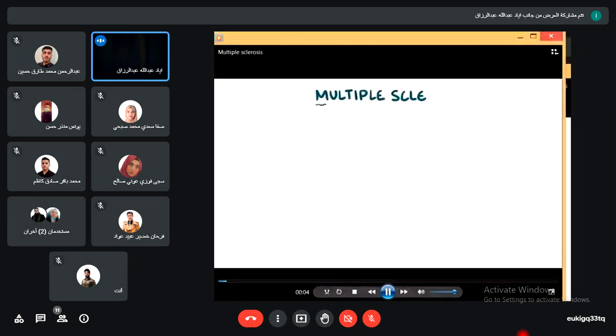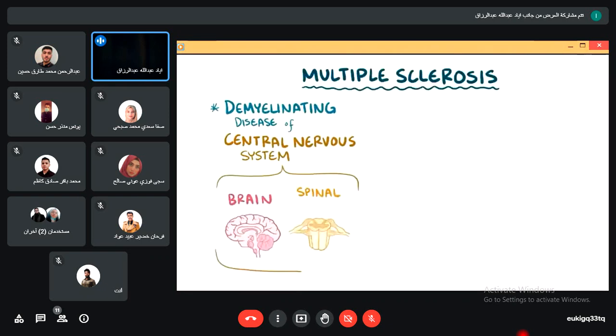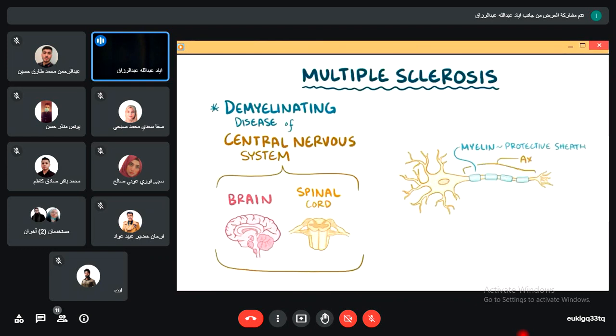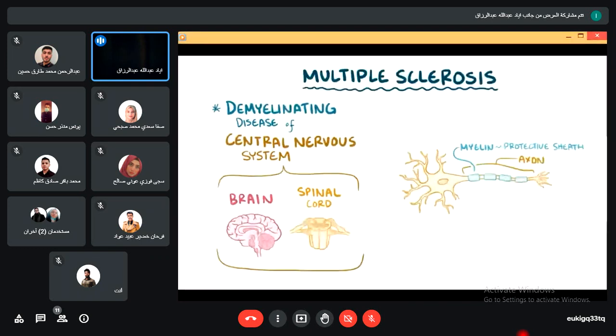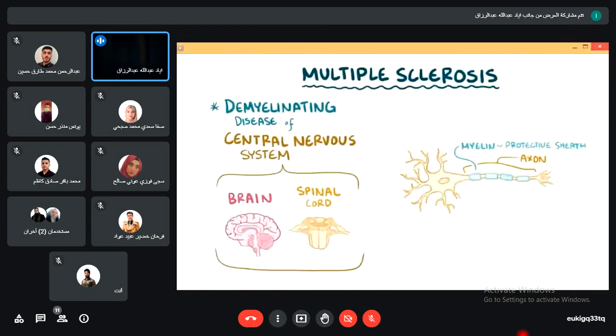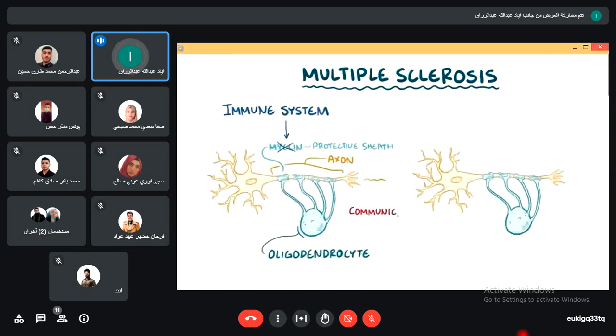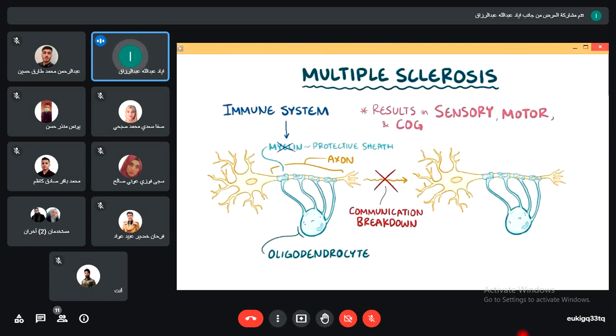Multiple sclerosis is a demyelinating disease of the central nervous system, which includes the brain and the spinal cord. It is the protective sheath that surrounds the axon of neurons, allowing them to quickly send electrical impulses. This myelin is produced by oligodendrocytes, which are a group of cells that support neurons. In multiple sclerosis, demyelination happens when the immune system inappropriately attacks and destroys the myelin, which makes communications between neurons break down, ultimately leading to all sorts of sensory, motor, and cognitive problems.